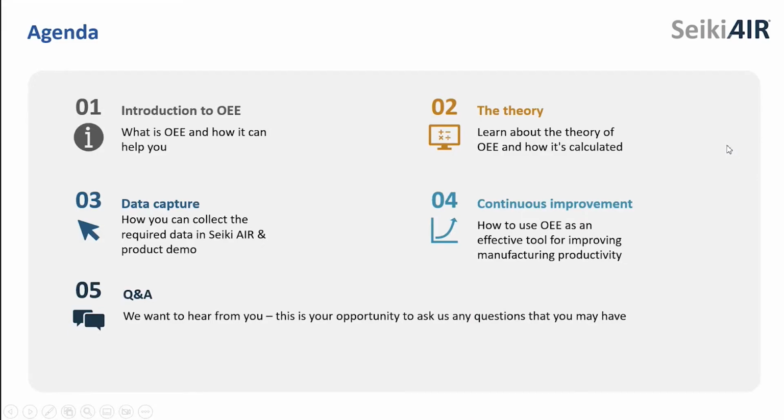Just going through the agenda very, very quickly. We're going to talk about OEE in general, a bit about the theory, how we calculate it, how we then capture the data that you need to calculate it in AIR, and how to get the most from it by using it as a tool to help improve your productivity. And at the end, we'll finish on a Q&A.